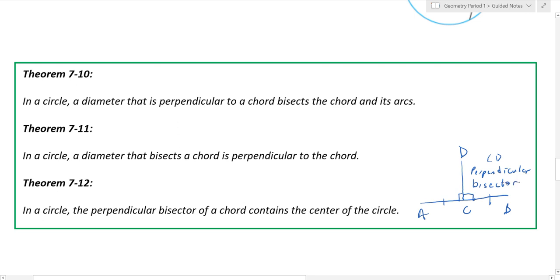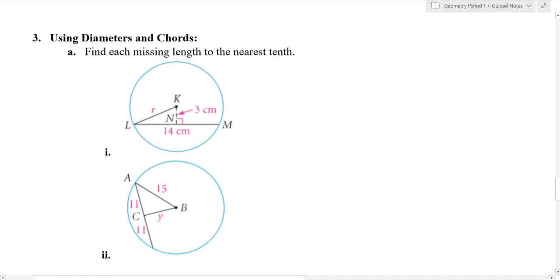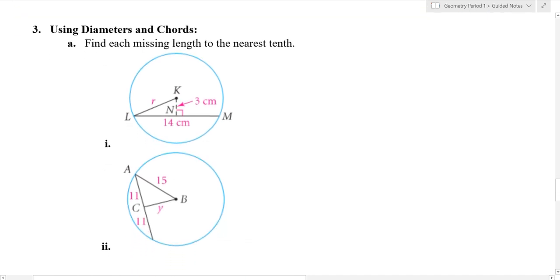All right. So let's take a look at how we can apply all these on our next examples. Okay, here we have this. Find each missing length to the nearest tenth. To the nearest tenth. So here we are trying to find the radius on the first one right here, R.